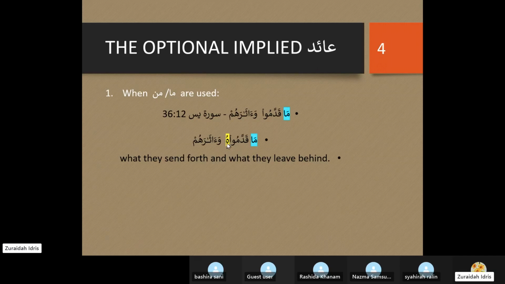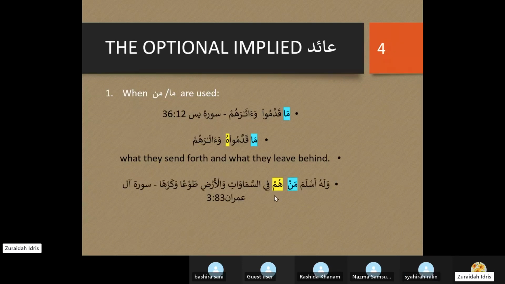Yeah. Because we need something that goes back to ma. We're not talking about them sending forward. We're talking about ma, what they are sending forward. So this is normally dropped. Whenever ma and man are used, this is normally dropped.